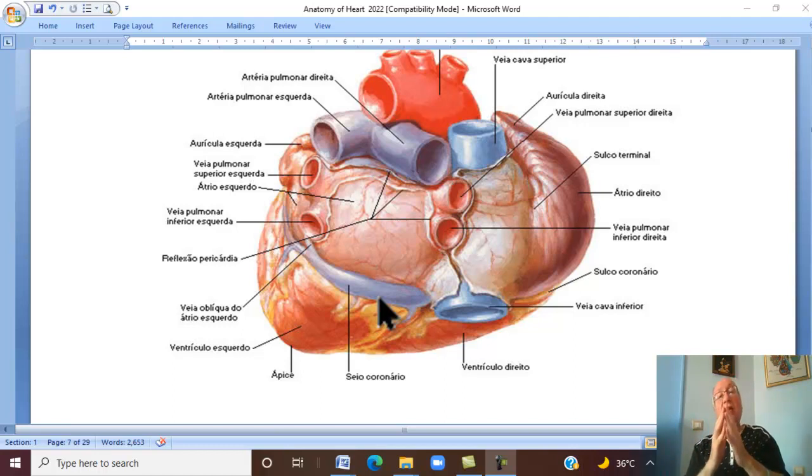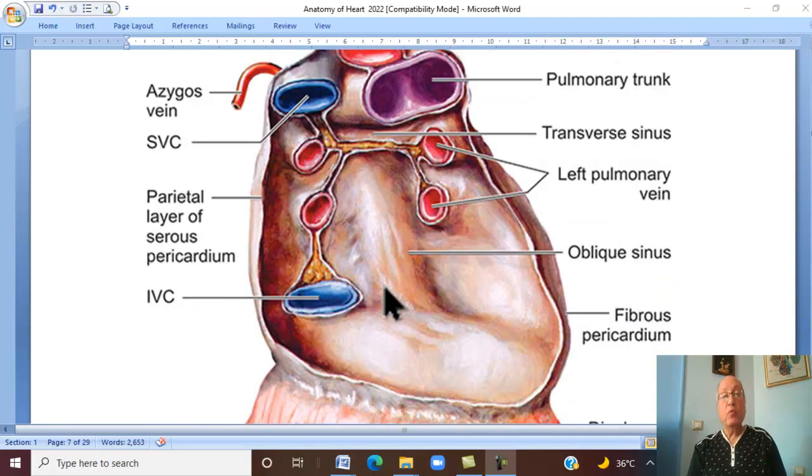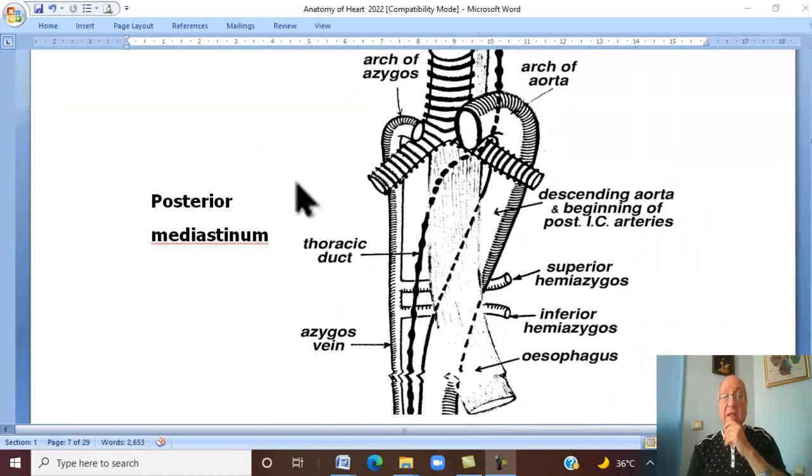Finally, if we remove all these structures, we remove the posterior pericardium and oblique sinus and remove the pulmonary veins, you will find this picture. What is this picture? Posterior to the pericardium, there is part of the mediastinum called the posterior mediastinum.